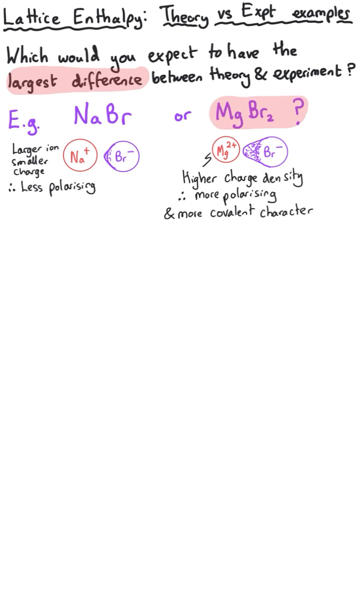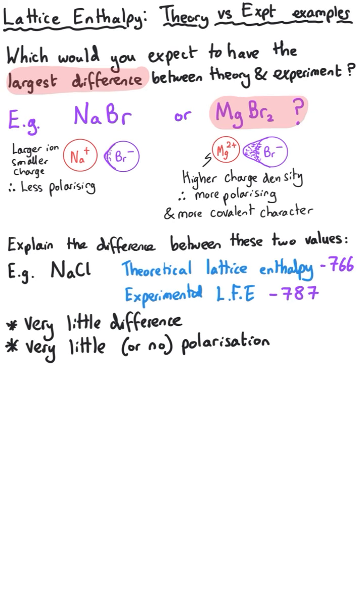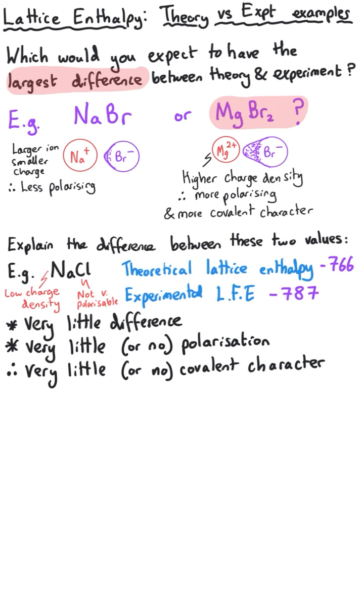Alternatively, they might ask you to compare two values that you have been given. So for instance, sodium chloride, its theoretical lattice enthalpy is -766 and its experimental value is -787. In this instance, these values are really quite close together. And so since the values are close together, you can say that there is very little polarization of the negative ion, and so therefore there is very little additional covalent character in sodium chloride. And that's likely to be because the chloride ion is quite little and not very polarizable, and the sodium ion similarly is not very polarizing.